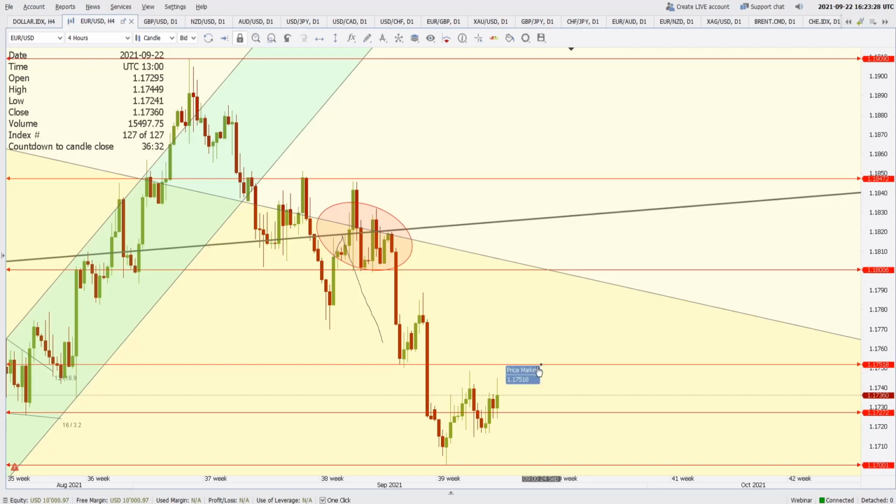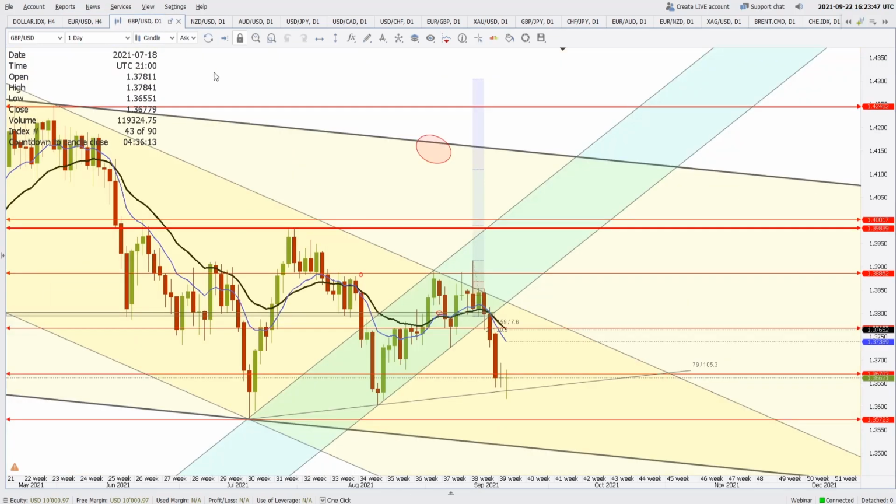the 1.1751 region, because this is what I'm expecting to act as a good resistance. And in case it does not hold as a fresh resistance, then expect 1.1800 to be held as a fresh resistance for the price. Although I think 1.1751 is even sufficient to attract more sellers.